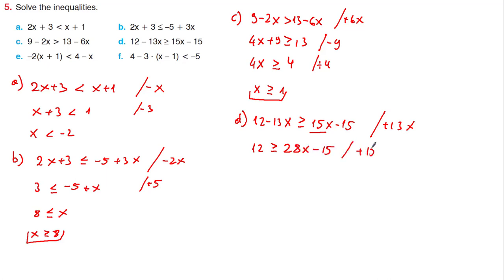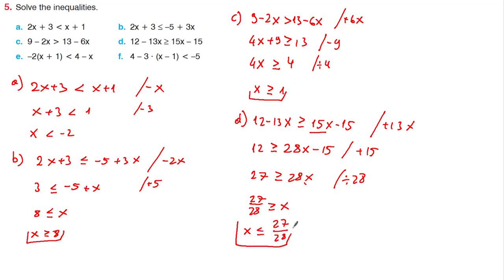We will add 15 to both sides, so 27 is greater than or equal to 28x. Divide both sides by 28 to leave x alone. We get 27 over 28 is greater than or equal to x. Just to write it in a more convenient way, x must be less than or equal to 27 over 28.